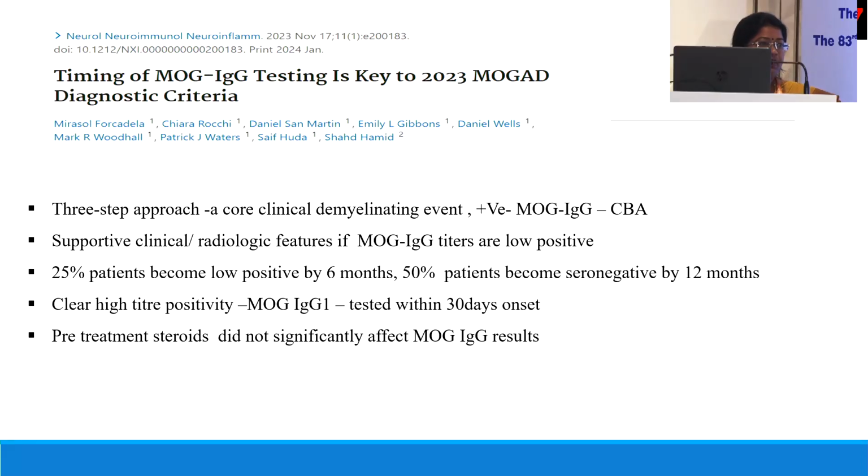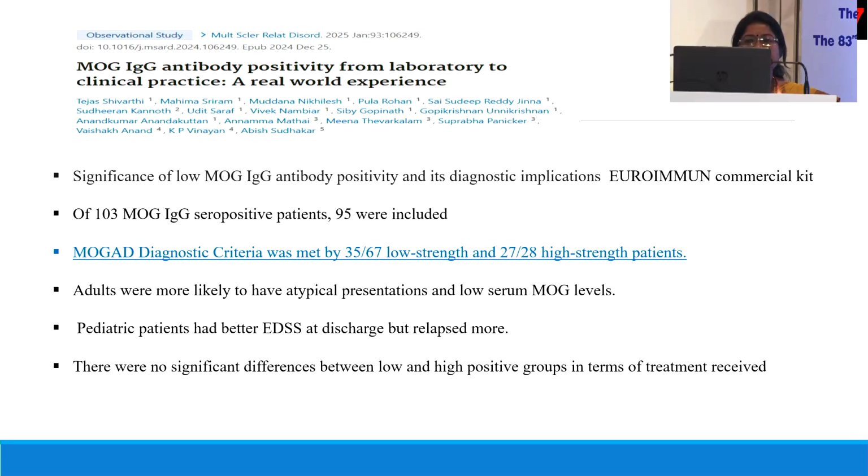So the clear high titer positivity, particularly in the IgG1, within 1 month of the onset of the clinical features, is considered to be very pathognomonic of MOGAD. And pre-treatment steroids, this study showed, did not significantly affect the MOG results. And this particular study has shown the conversion from laboratory to the real-world experience of the IgG positivity of MOGAD. They said that the low MOG positivity definitely has some diagnostic implications, which means a patient, this study involved the cell-based fixed assay, the Euroimmun kit.